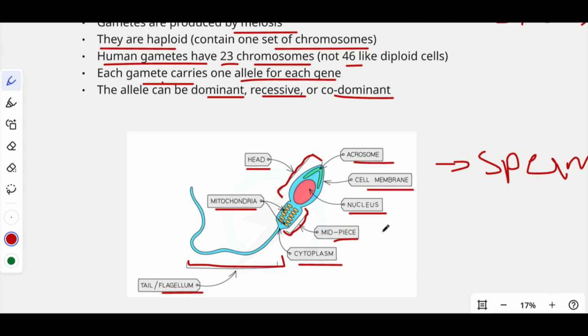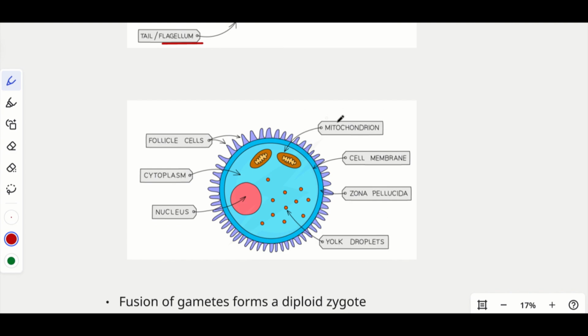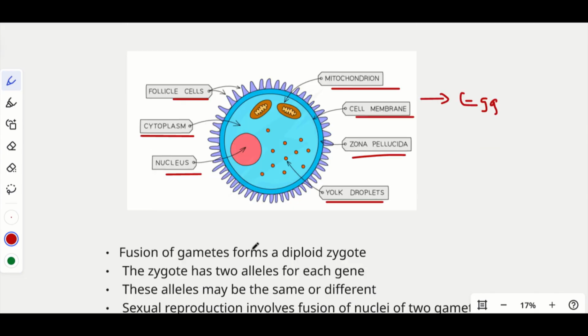So these are the parts of a sperm. And now we have the egg cell or the ovum. This is the female reproductive cell. A lot of things we can also see here, right? We have the follicle cells, mitochondrium, cell membrane, zona pellucida, yolk droplets, a nucleus, and also the cytoplasm, right?